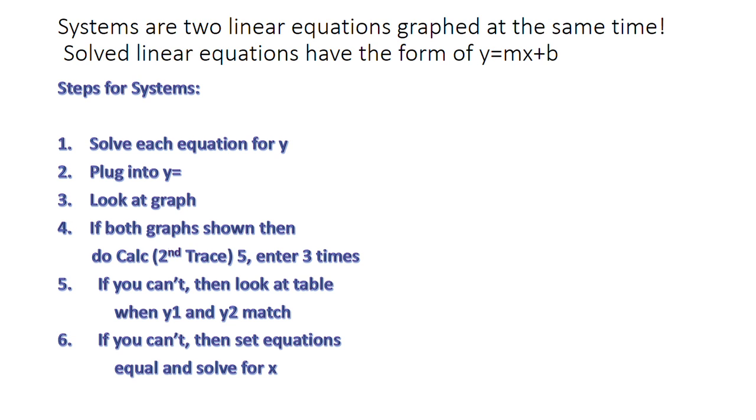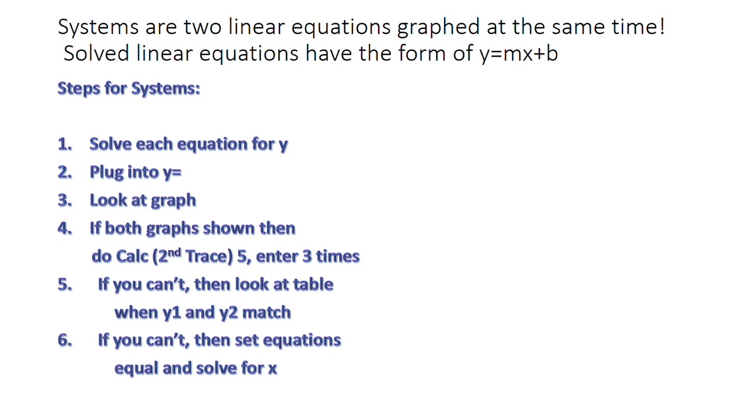The next thing, we're going to plug them into our y equals key. Then we're going to look at the graph. Then while we're looking at the graph, we're going to see if we have both graphs shown. And if we do, we're going to do second trace or calc key, hit 5, and then hit enter 3 times. Now that doesn't always work.